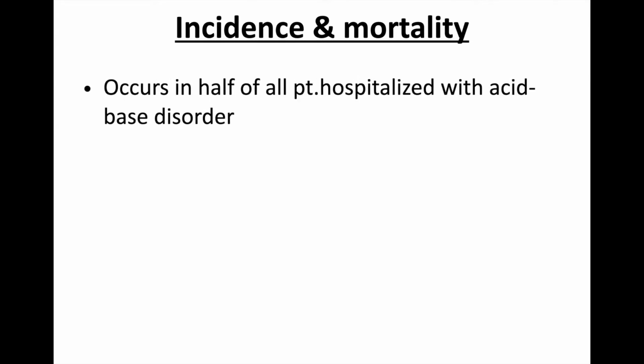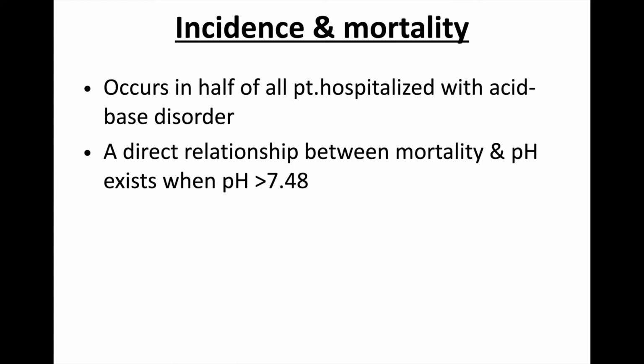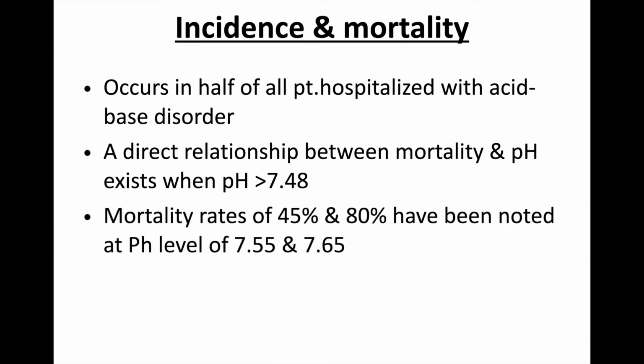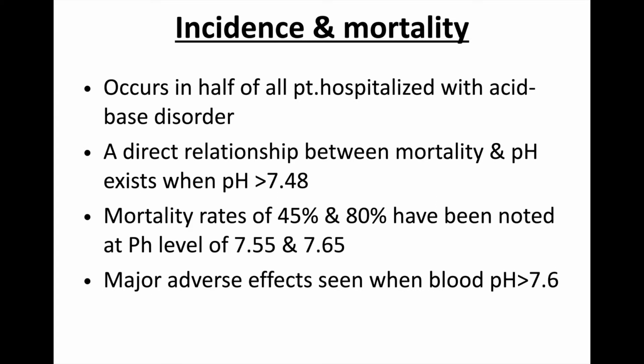Coming to incidence and associated mortality, it occurs in about half of the patients with acid-base disease. A direct relationship between mortality and pH exists when the pH is more than 7.48. It was seen that mortality rates of 45% up to 80% have been noted when the pH touches 7.55 and 7.65 respectively. Major adverse effects are seen when the blood pH is more than 7.6.